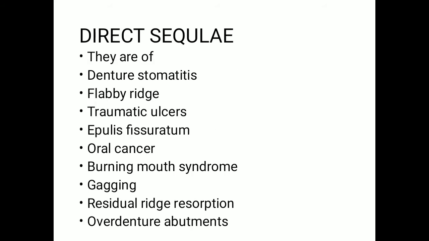In sequelae of wearing complete denture, there are two types: direct and indirect. Let's see what factors are involved in the direct sequelae. They are denture stomatitis, flabby ridge, traumatic ulcer, epulis fissuratum, oral cancer, burning mouth syndrome, gagging, residual ridge resorption, and overdenture abutments.